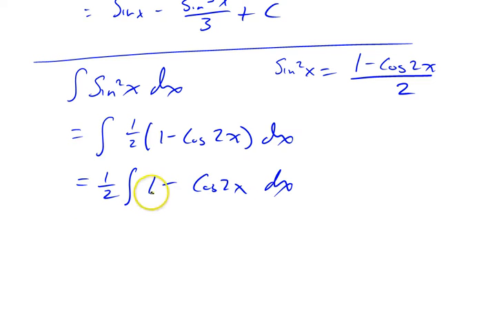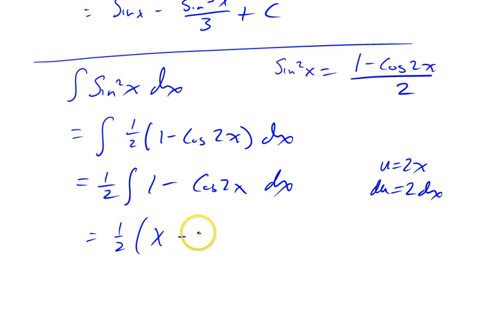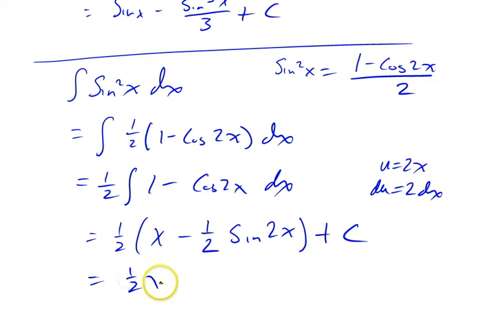The 1 is easy enough to integrate, right? This is 1/2 times x, and then the cosine of 2x is actually a u substitution with u equals 2x, so du is 2 dx. There's a factor of 2 that I'm missing, so I'm going to end up with an extra 1/2 here, the sine of 2x plus a constant. So 1/2 x minus 1/4 sine of 2x plus a constant.